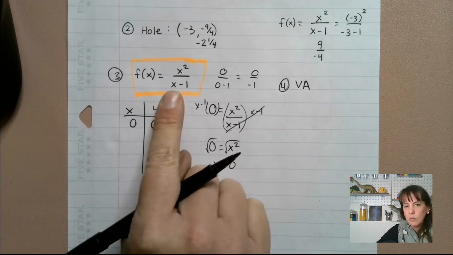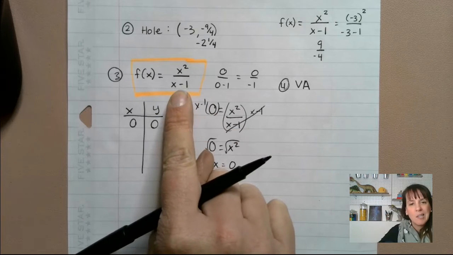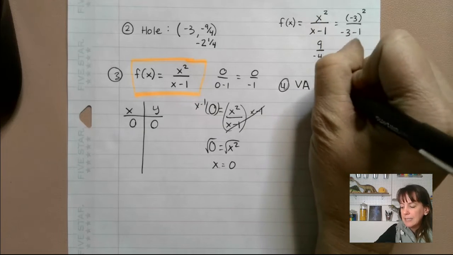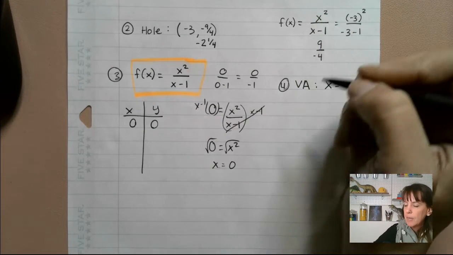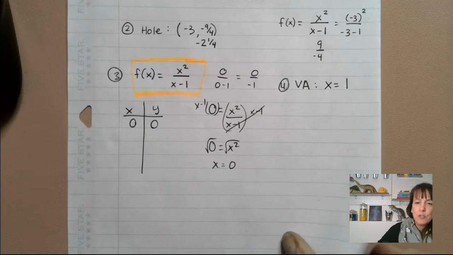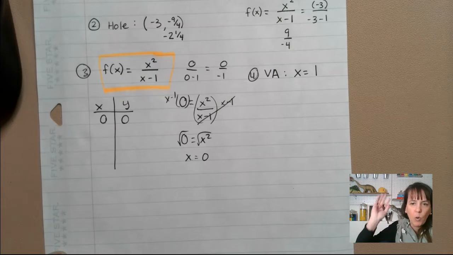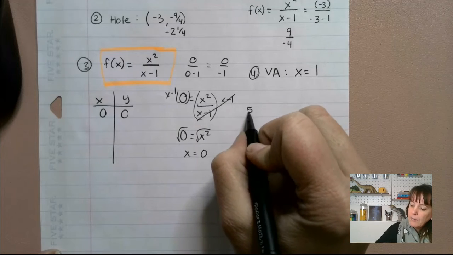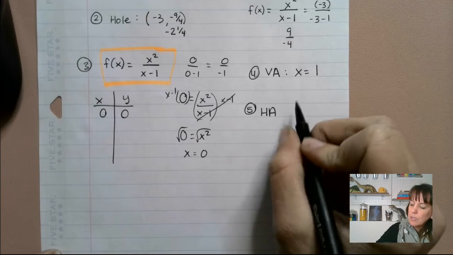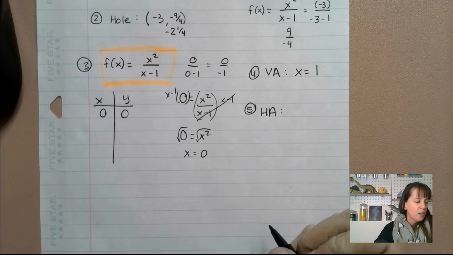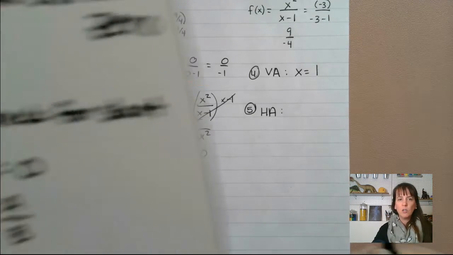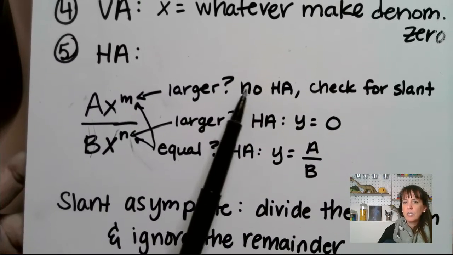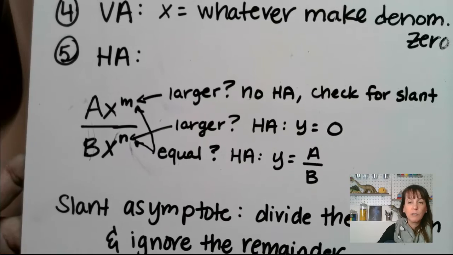If we set x equal to 1, we will end up with 0 in the denominator, which is not something we can have. So for our vertical asymptote, we always write that as x equals. It's the equation of a line. So x equals 1. That's usually the easy one because you just look at your denominator, what would make it 0, bam. Sometimes there's more than 1, that's fine too. For number 5, it is our horizontal asymptote, and this one can be a little bit tricky. So for our horizontal asymptote, you take a look at the first part of our function. If your exponent is larger on the top, there's no horizontal asymptote, and we're going to check for a slant.